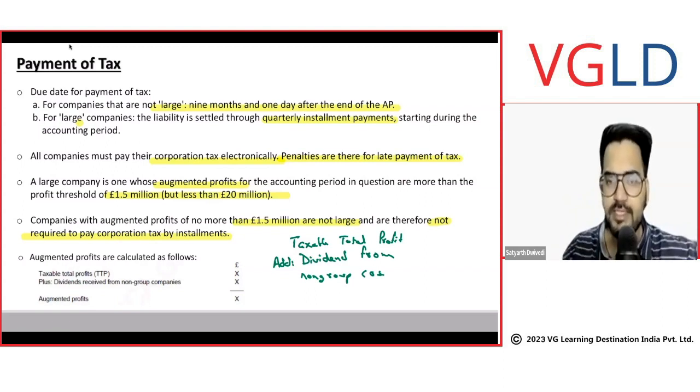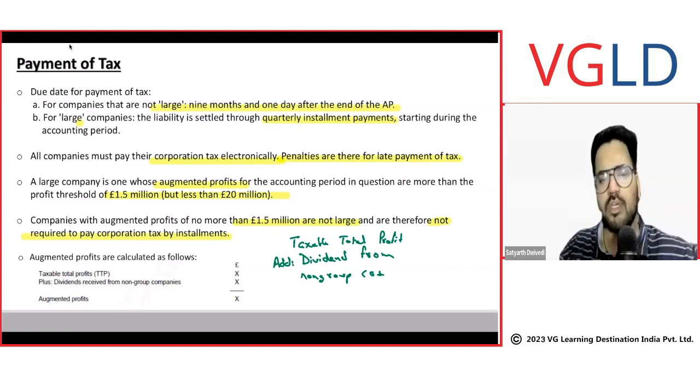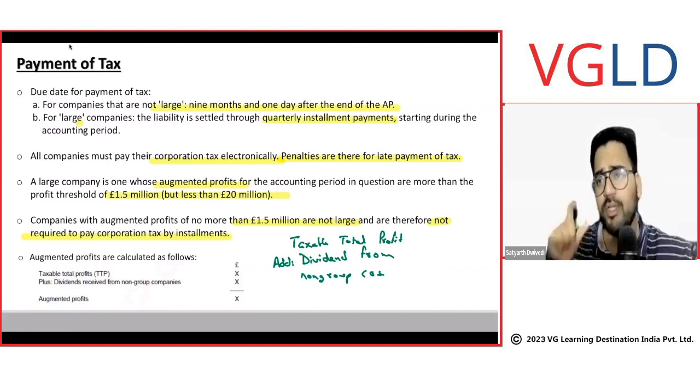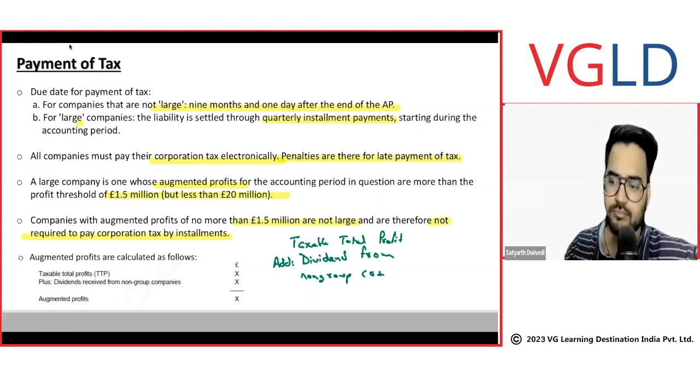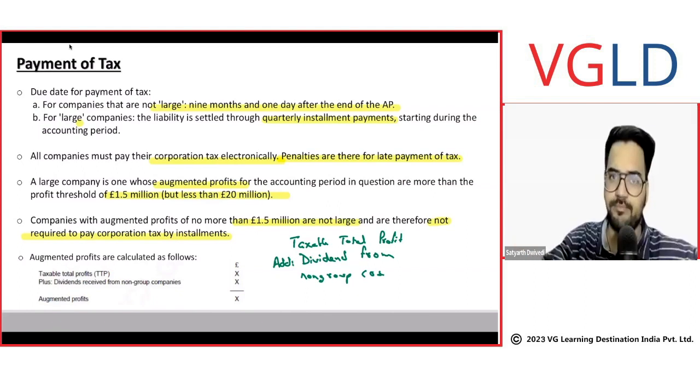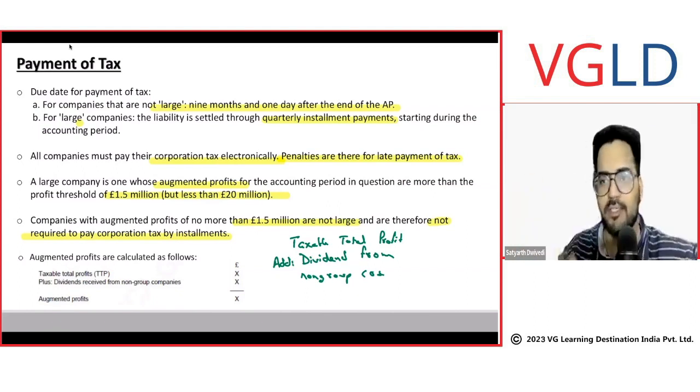Dividend received. It is for the AP, whatever dividend is received. If it's received during the AP, then we'll take it. Dividend received will mean dividend in the bank account. Whatever cash part is there, that has to be taken. Only the cash part will be taken.